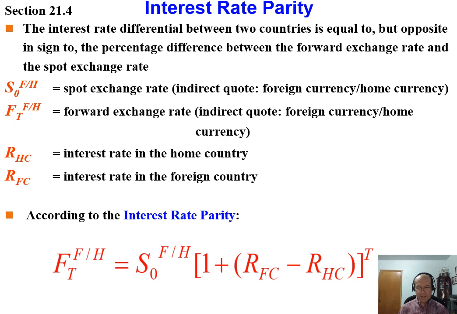Again, it links foreign exchange markets, the spot rate and forward rate, with the money markets, the interest rate in the foreign country and in the home country. And basically the interpretation is, if the foreign country has a high interest rate, it means the currency of the foreign country will be sold at a discount in the forward market. So any interest rate differential will be equal, but in the opposite direction, to the percentage difference between the forward exchange rate and the spot exchange rate.